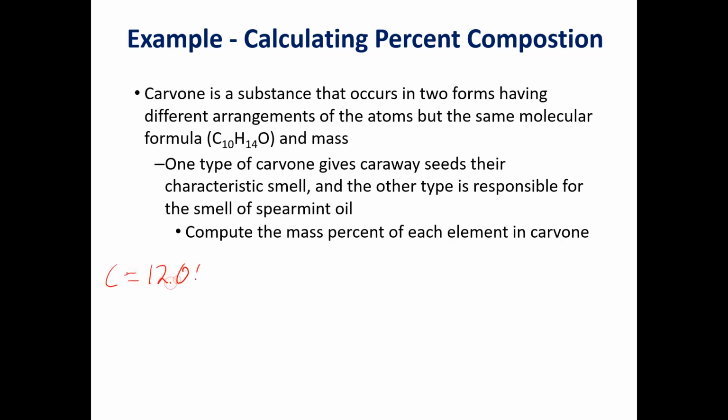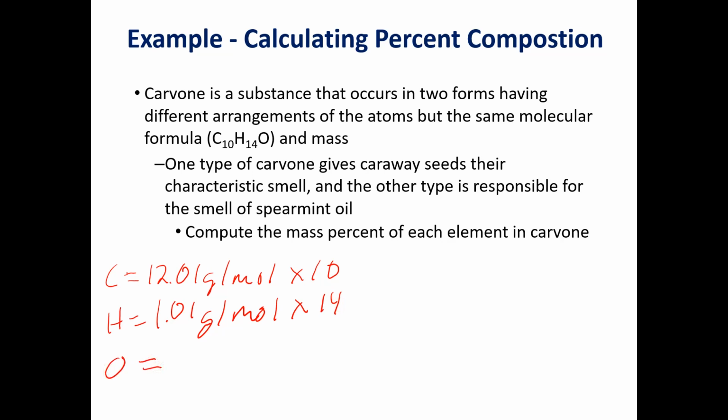carbon has a molar mass of 12.01 grams per mole, and there are 10 of them. Hydrogen has a molar mass of 1.01 grams per mole, and there are 14 of them. And oxygen has a molar mass of 16 grams per mole, and there's only 1. If we add that up, the molar mass for carvone comes out to 150.24 grams per mole.